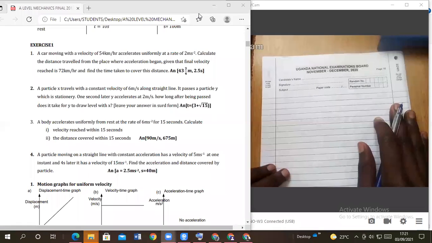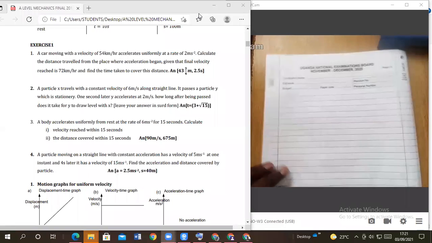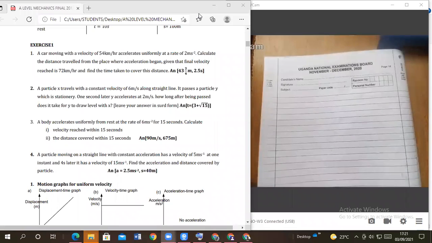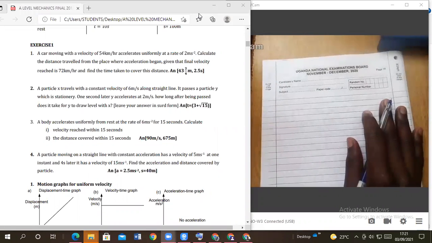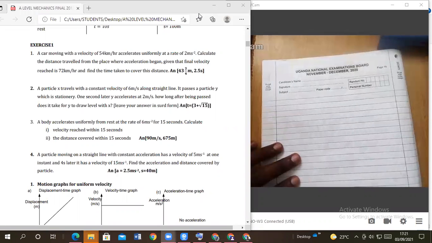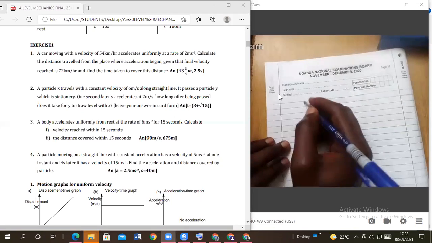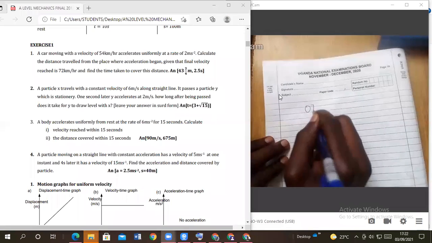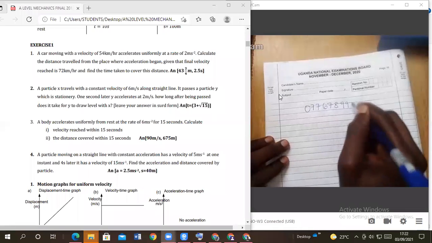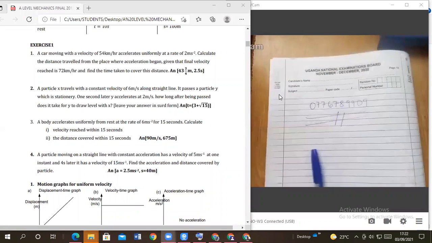Baptist, can you talk to me? Baptist, I don't know what Baptist is doing. Stephen and Mary, you have my number, but it's only Baptist without my number. Baptist, after doing the work, submit it on this WhatsApp number. 077-67-89909. After doing the work, submit it on that number. Are you together, members?